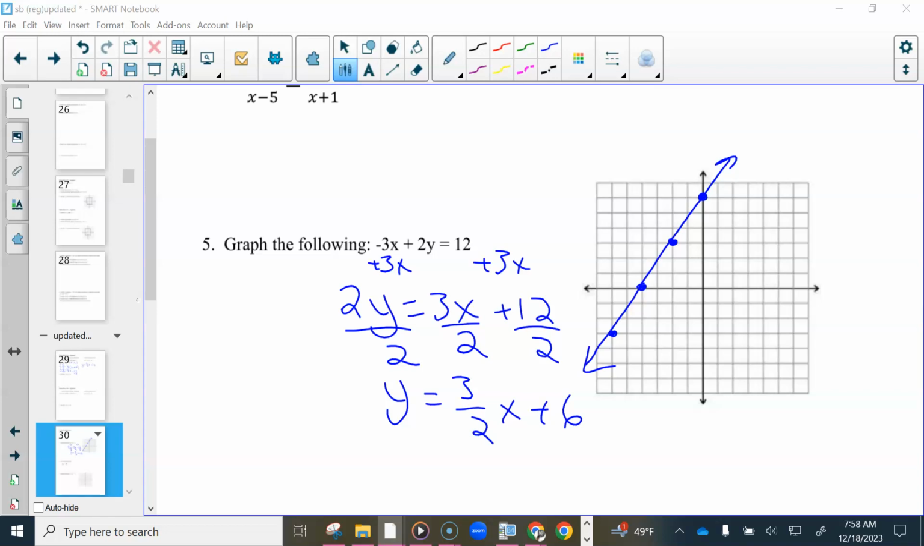Questions on that so far? So what is that? That is your direct variation equation. We're going to use that further in a bit.